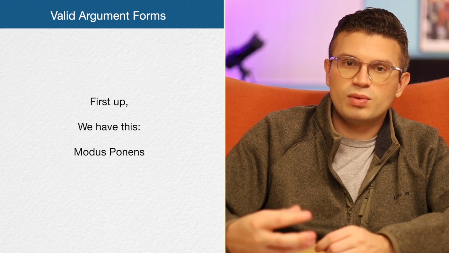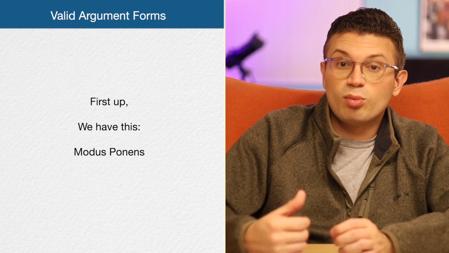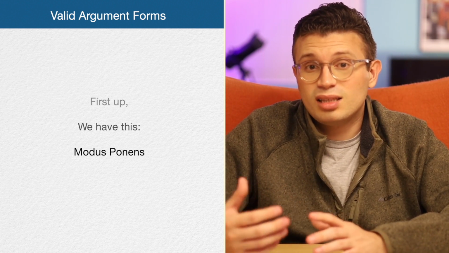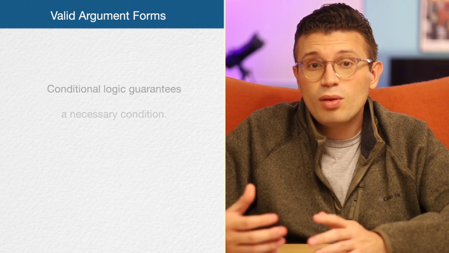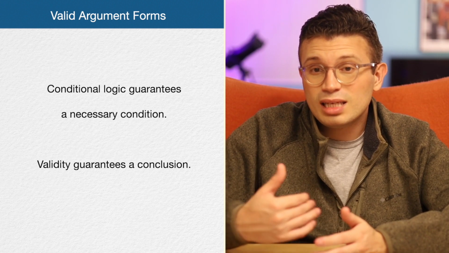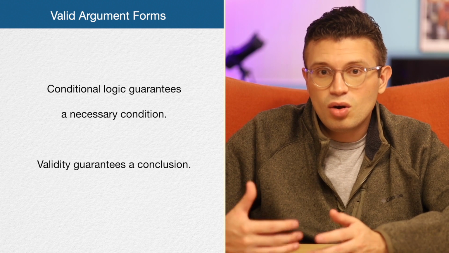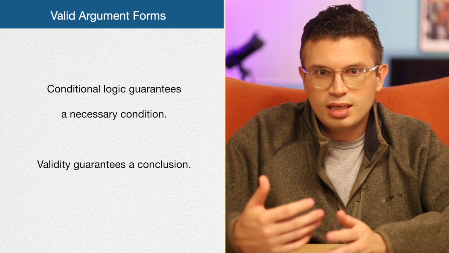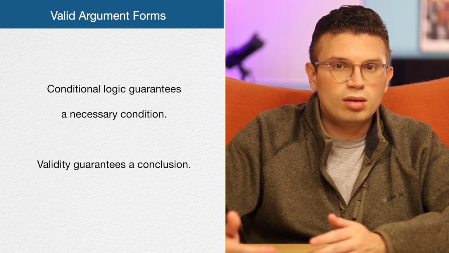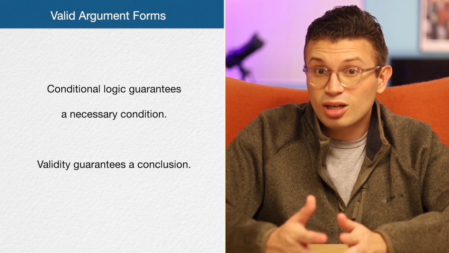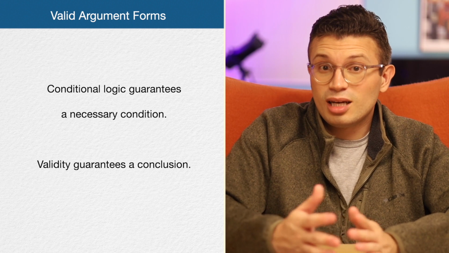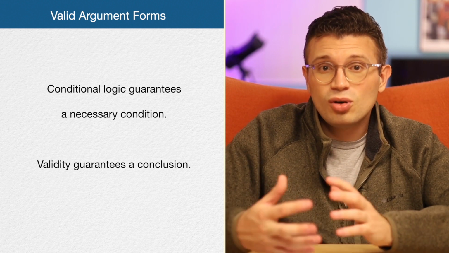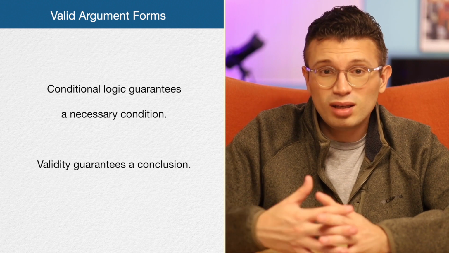First up, we have this. We have modus ponens. You might remember this from our conditional logic lesson, and you should hopefully be tying this lesson into conditional logic, because a conditional logic setup guarantees something like validity. What does it guarantee? The necessary condition, right? Validity guarantees a conclusion. Okay, conditional logic guarantees a necessary condition, validity guarantees a conclusion. That's like peanut butter and jelly. They go so well together. It's so easy to test conditional logic with validity.